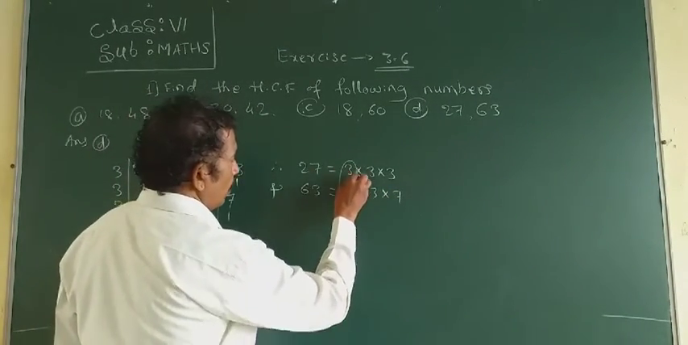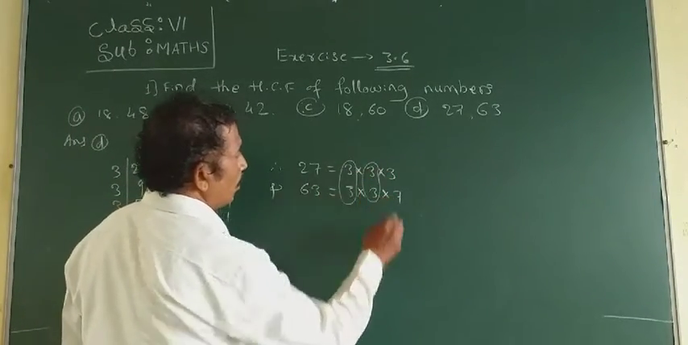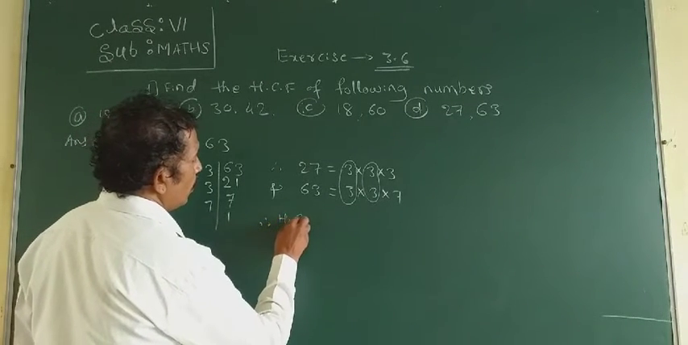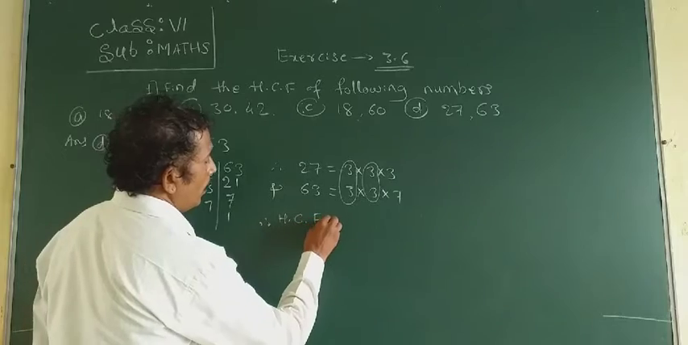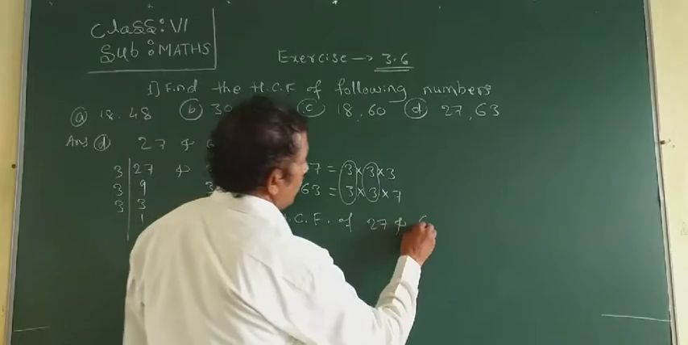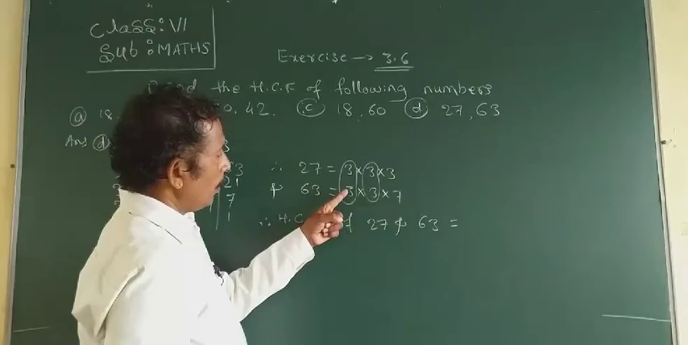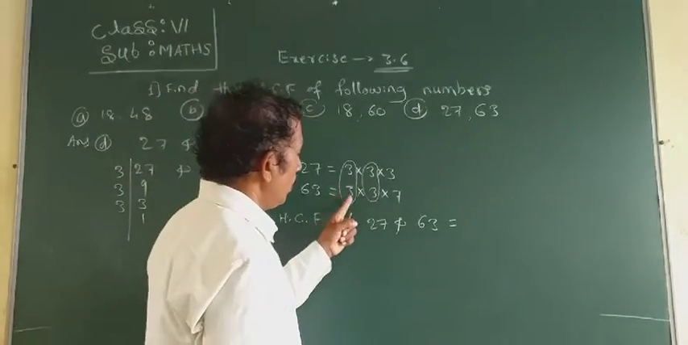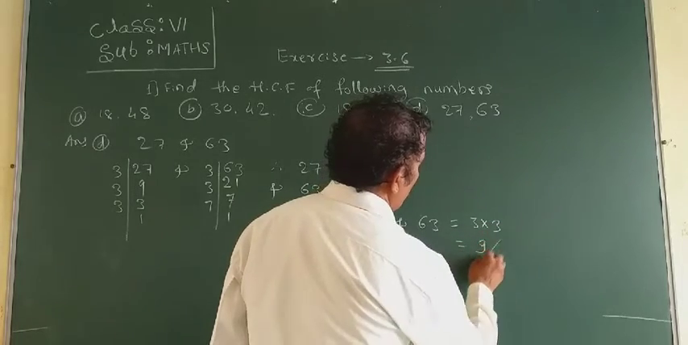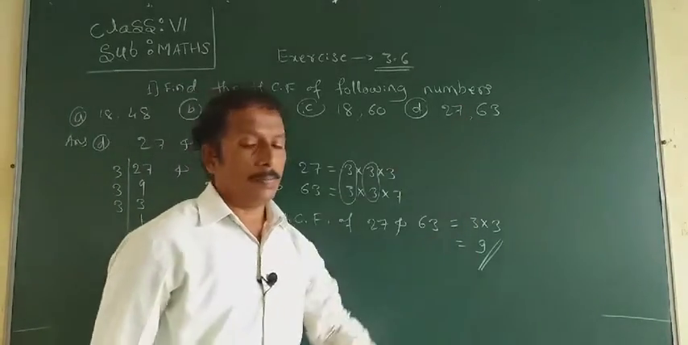Encircle the numbers which are common. 3 is common. Once again 3 is common. Therefore HCF, highest common factor of 27 and 63, is equal to first common factor 3, second common factor 3. Take 3 into 3, it is 9. 9 is the highest common factor of 27 and 63.